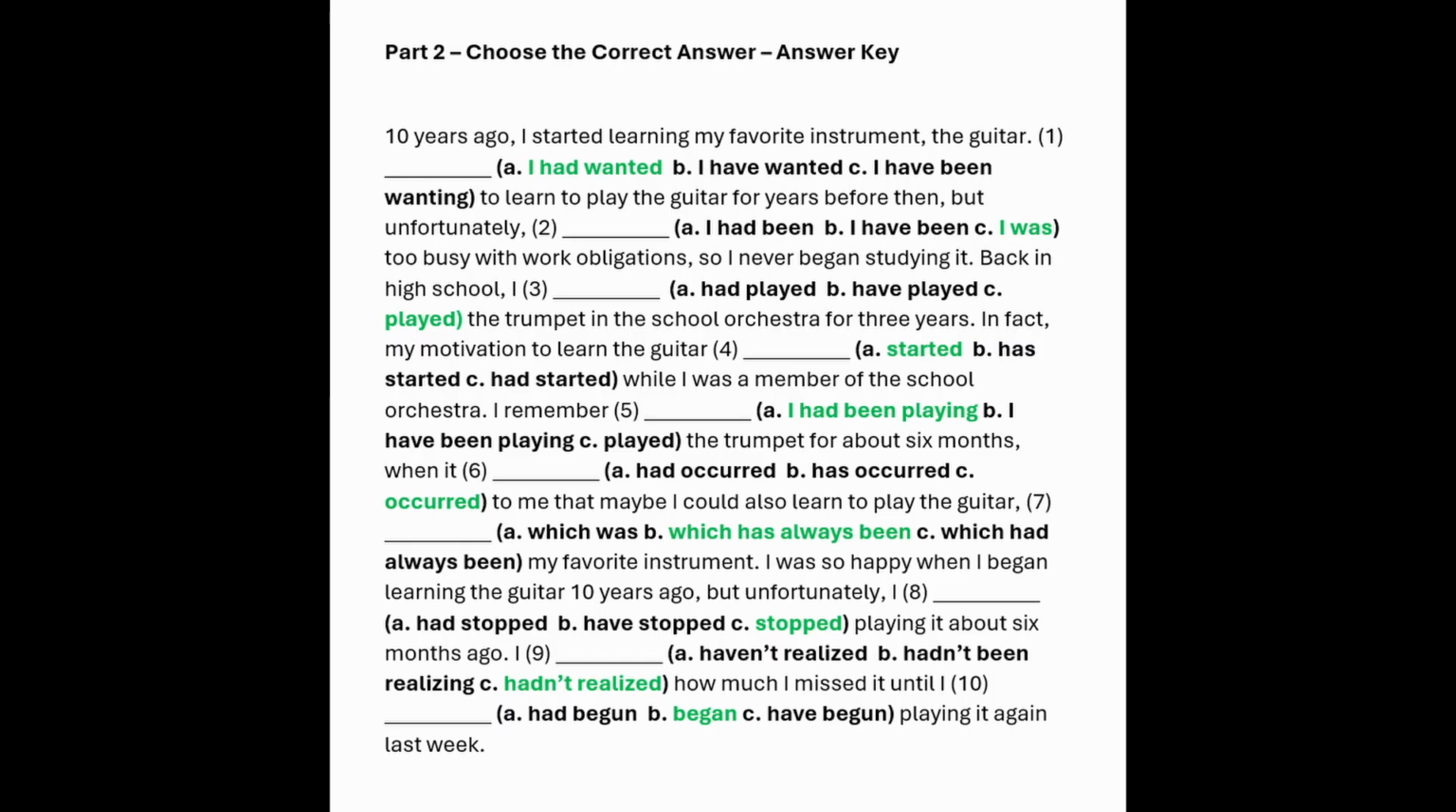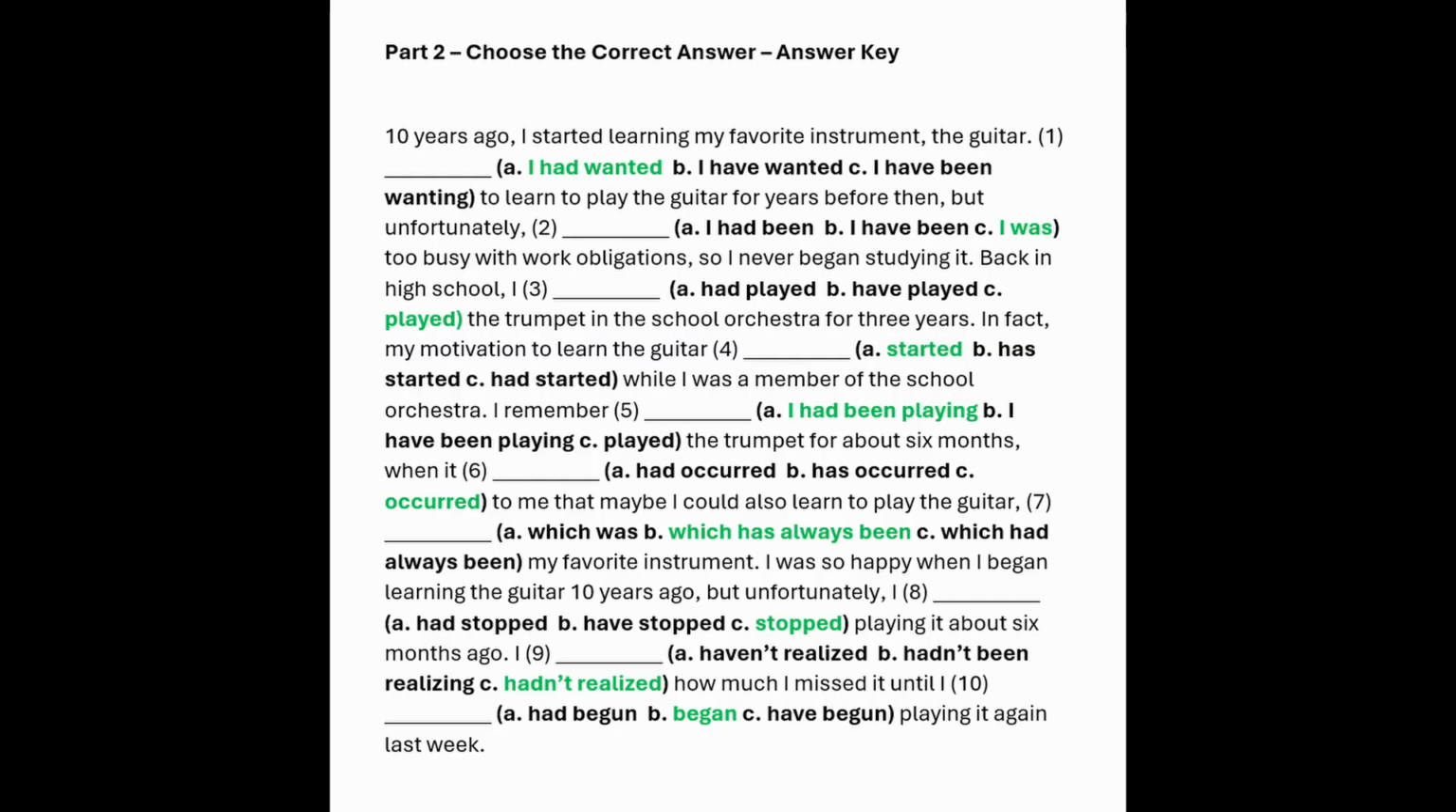In fact, my motivation to learn the guitar, what do you think? Started, has started, or had started while I was a member of the school orchestra. Now be careful, right? Number 4 and number 3 are very similar. So it's only discussing one action. It's finished. So this is again the simple past. So number 4 should be started, right?